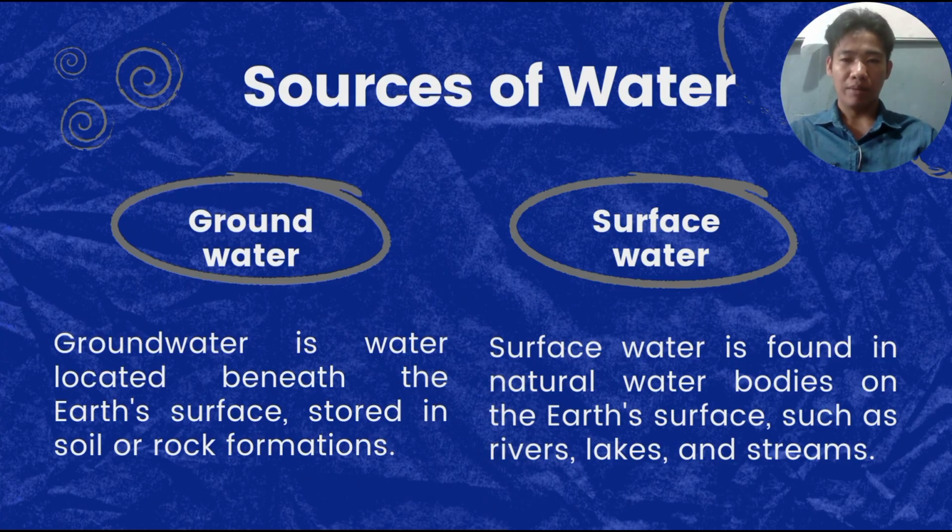So in a water supply system, we need to consider the sources of water that we are going to extract. In this part, we are tackling two major components of sources of water, which are the groundwater and surface water. Groundwater is water located beneath the earth's surface, stored in soil or rock formations. Surface water, on the other hand, can be found in natural water bodies on the Earth's surface, such as rivers, lakes, and streams. In this part, we will discuss these two components in more detail. So let's start with the groundwater.